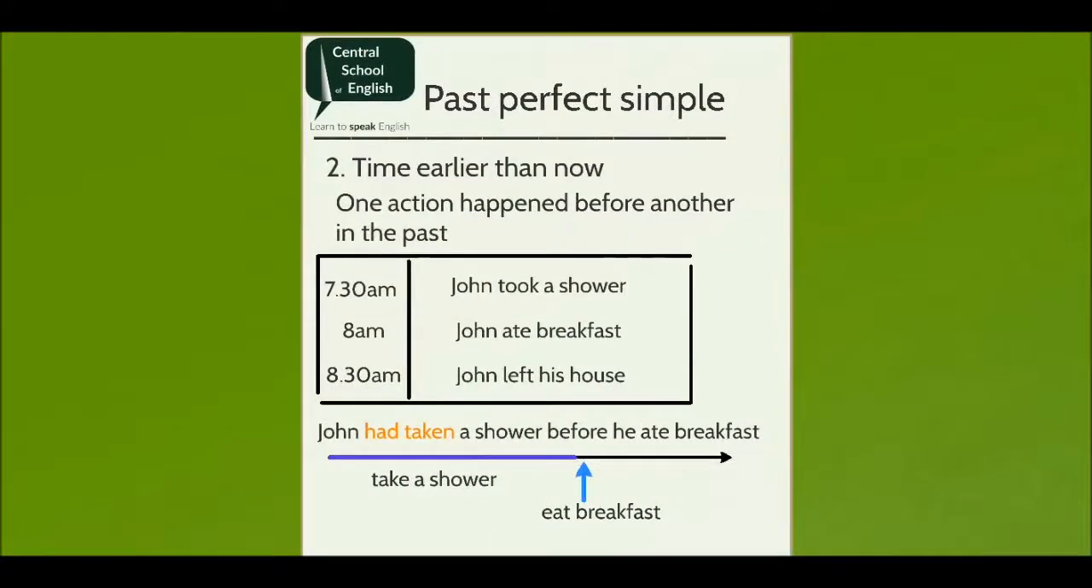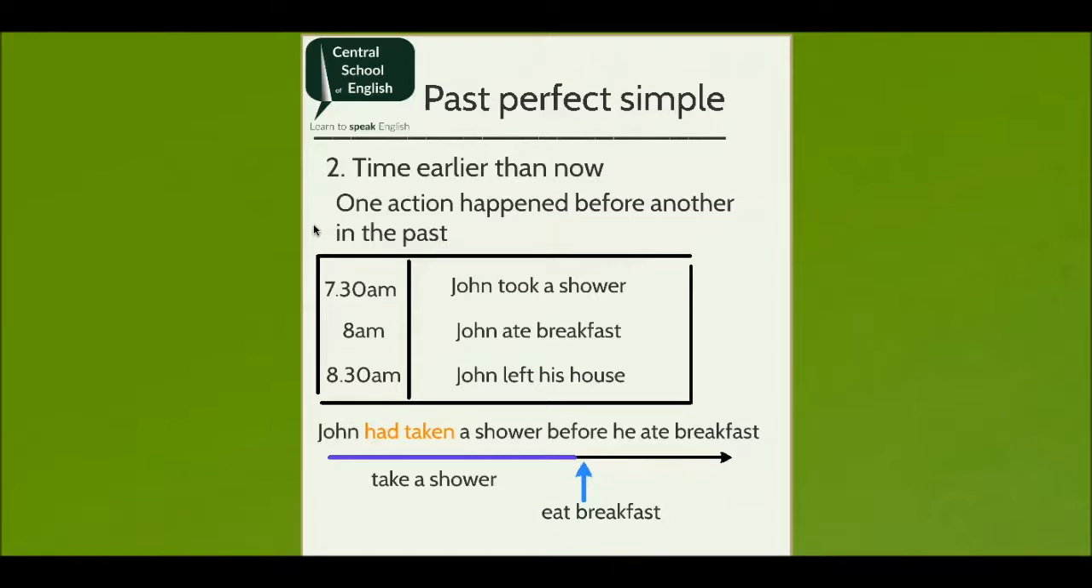The past perfect tense in English is used to refer to a time that is earlier than now. It is used to make clear that one action happened before another action in the past. The past perfect tense makes it clear which action happened first in the past.